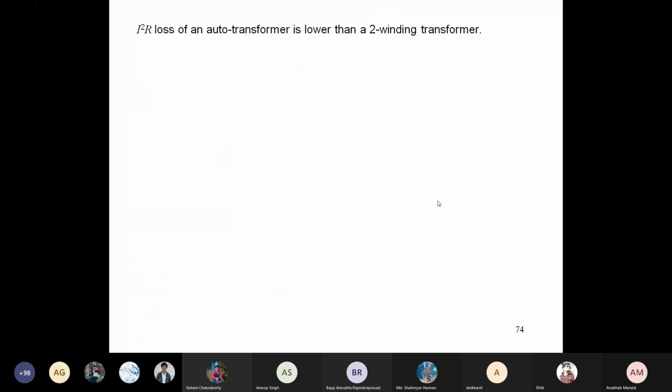So similarly, I square R loss of an auto transformer is lower than a two-winding transformer. These are some of the characteristics. Efficiency of an auto transformer is higher than a two-winding transformer. Efficiency wise also it is higher because we have got rid of one coil. There may be very little leakage flux.